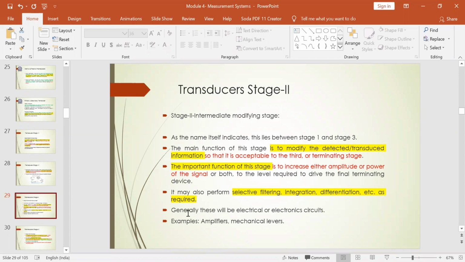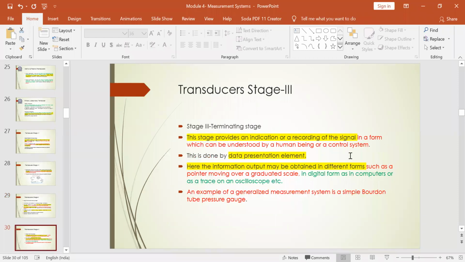So it is an entire modification stage or process in between the input and the output. Generally when it has been modified, it will be electrical or electronic circuits. Examples here are amplifiers and mechanical levers. So this is an intermediate stage which modifies the input signal into an output, and this is the last stage, which is a terminating stage. So it can store, it can transmit, it can record. All three activities will be performed in transducer stage 3.